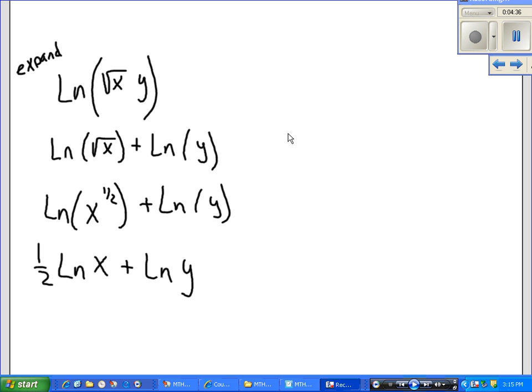And one more. Expanding the natural log of the square root of x times y. The multiplication would expand it to the sum of 2 logs. Now remember, the square root of x is the same thing as an exponent of x to the 1/2. So the square root of x, since we can write it as an exponent, we can then pull the exponent out in front and simplify it further.